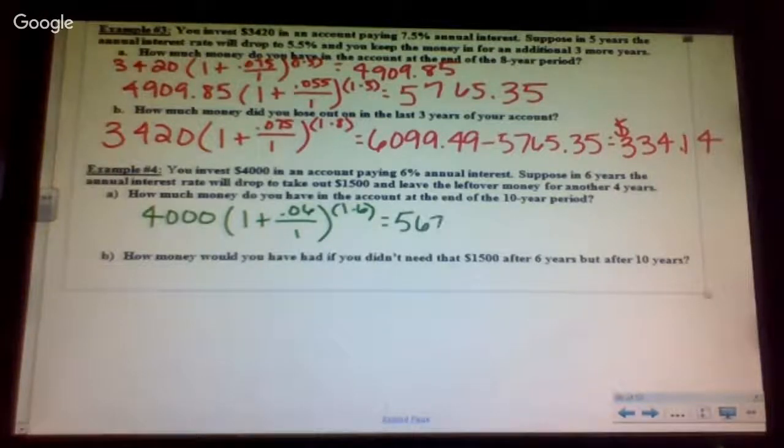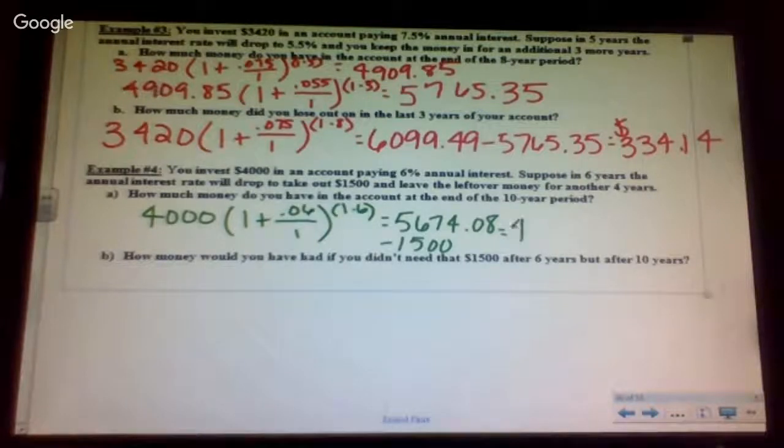I got 56.74 and 0.08. Okay, now what's happening? We've done 6 years. Wait, no, we're not done yet. We're taking out 1,500. So guess what? I now need to subtract 1,500 from here. What does that give me? I've done a withdrawal.